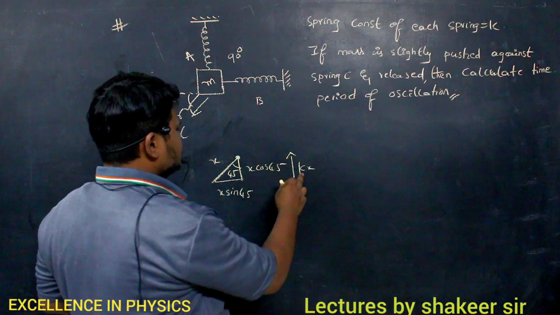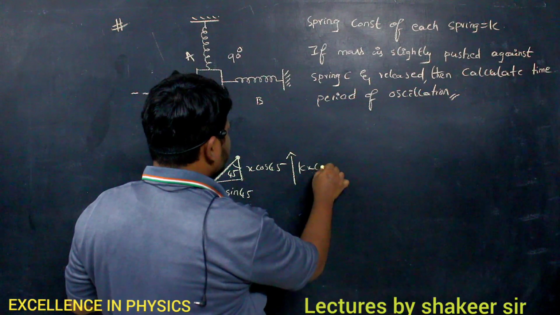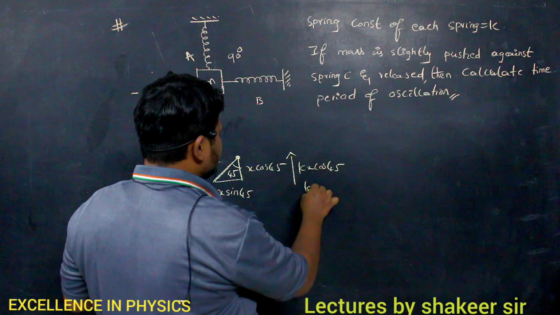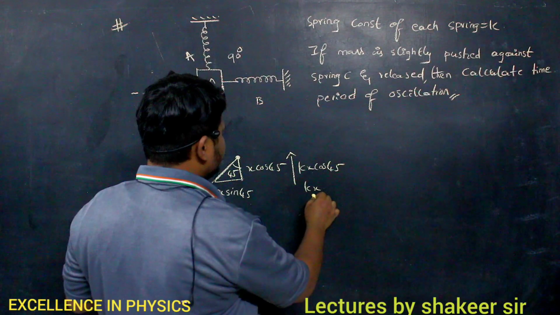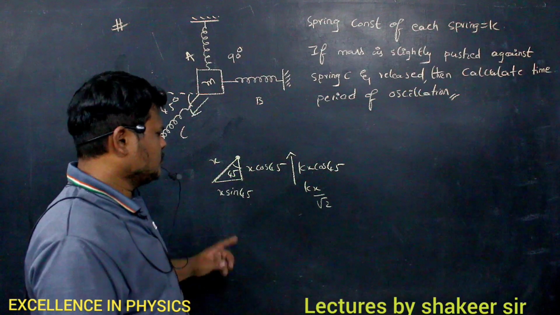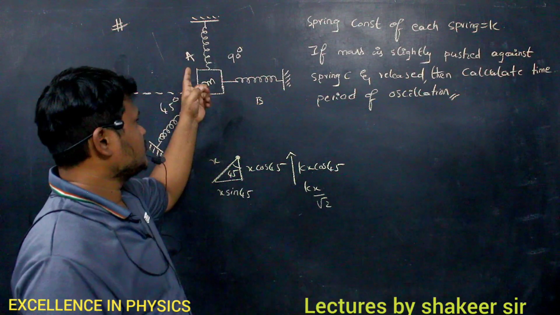And what is the x value? The x value is x cos 45. And x cos 45 is how much? It is x divided by root 2. So kx divided by root 2 will be the restoring force produced in spring A.